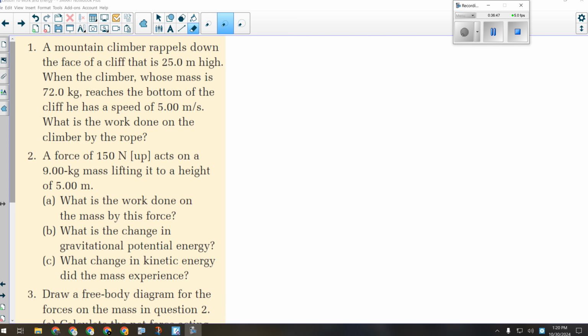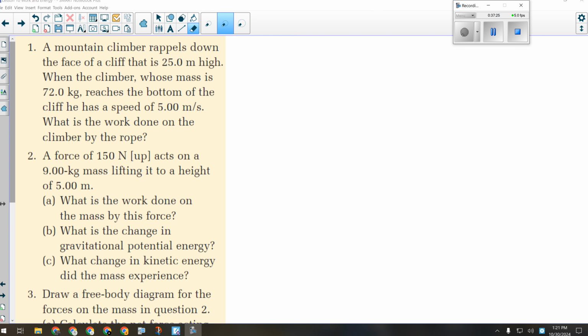Okay, so they want to know how much work is done on the climber by the rope. How many people have ever rappelled before? How many people ever got rope burn before? Okay, rope burn is because of this. If you were rappelling down and you didn't have gloves on, you would burn your hands because you'd be trying to convert the mechanical energy of your fall into heat using the force of friction, just like your brakes do when you apply them in your car. They turn your mechanical energy into heat.